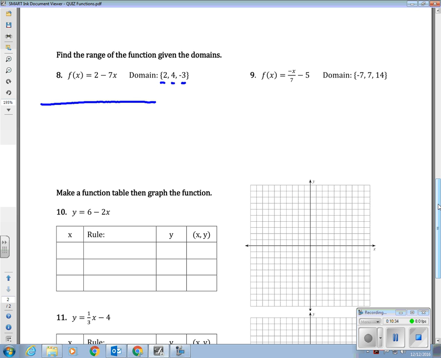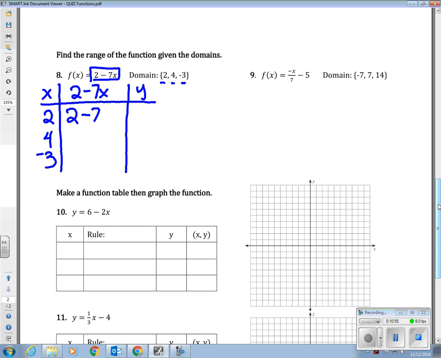I'm going to go ahead and set up a table with my x value and my y value. And this is my rule right here, and that's going to go right here. This way I can plug in my numbers and do my math. I like to plug in all my numbers first. So we have 2, 4, negative 3. And that means I have 2 minus 7 times 2. And that means I have 2 minus 7 times 4. And 2 minus 7 times negative 3. Again, watch your signs, ladies and gentlemen.